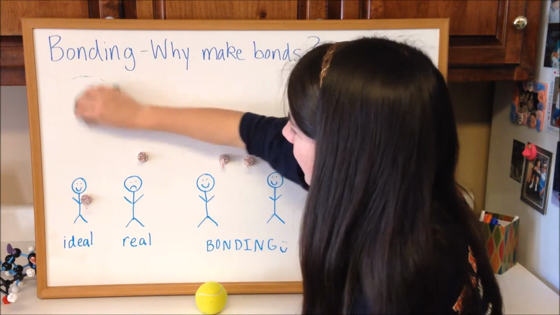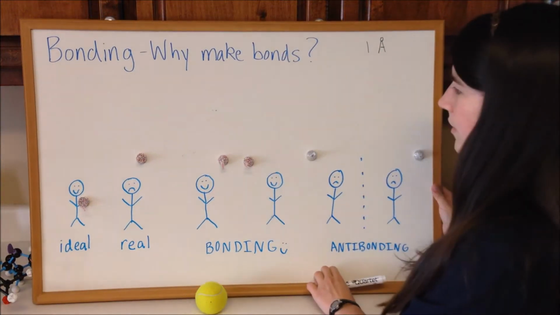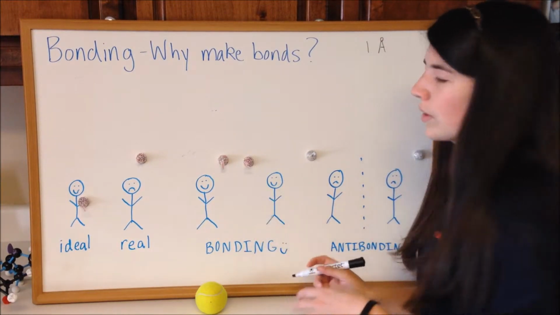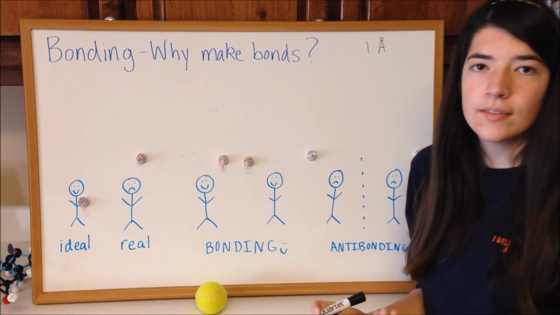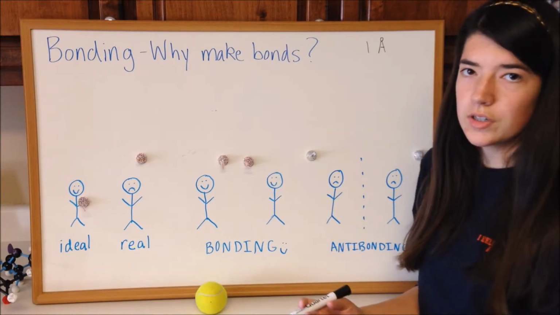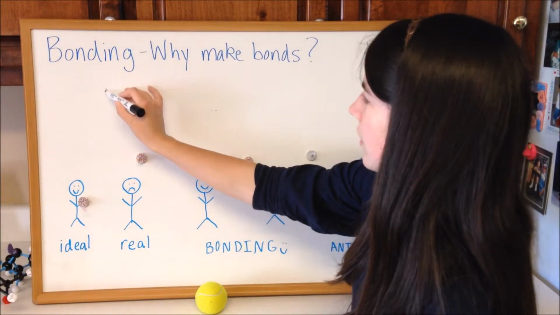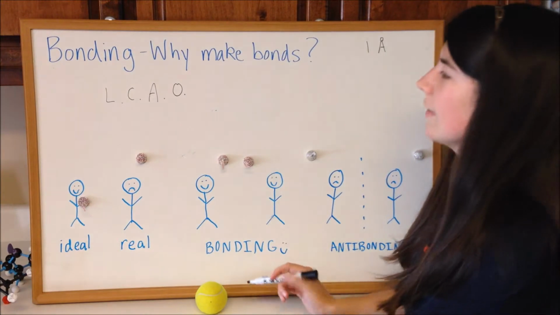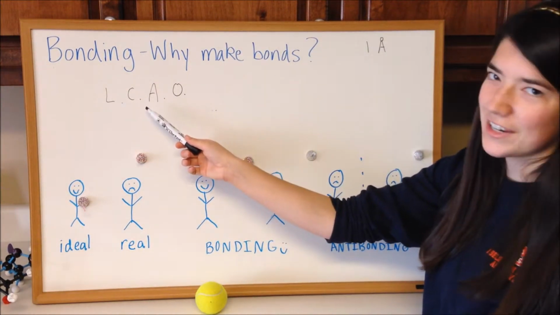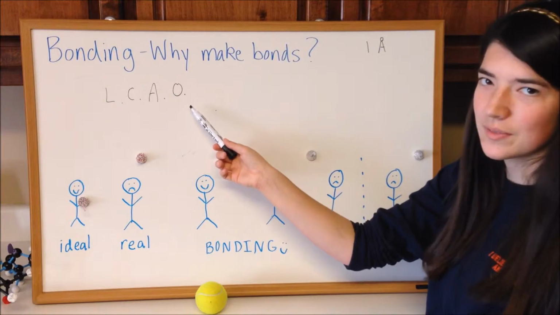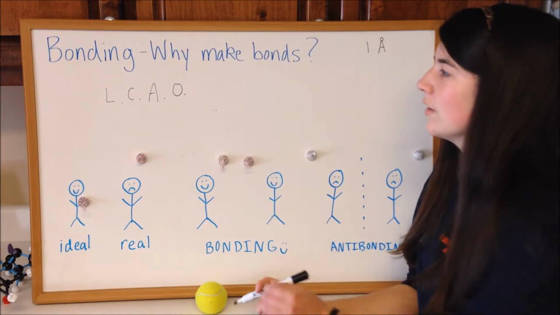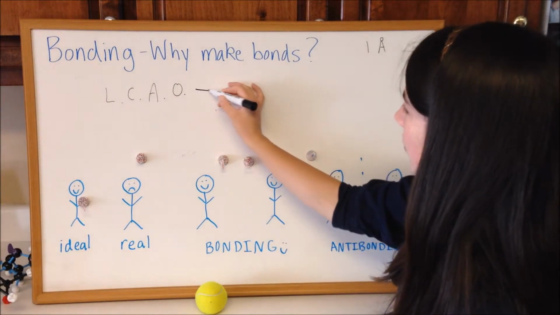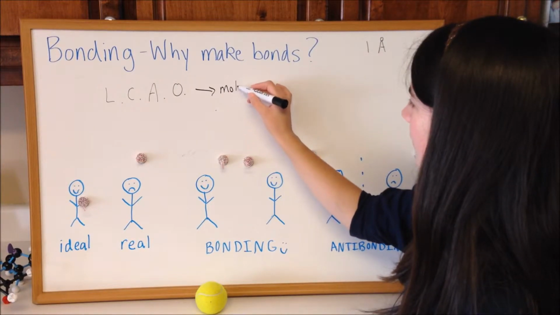Okay, so we know that atoms bond together to make molecules. So when we're talking about this in terms of atoms, we're going to have atoms combining their orbitals, their waves, in order to make molecules. And you'll sometimes see this written as LCAO, which stands for the linear combination of atomic orbitals. So the idea behind that is you combine atomic orbitals to make molecular orbitals. So this is how we get molecules.